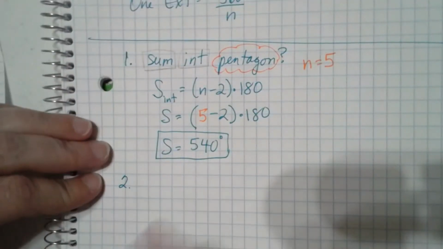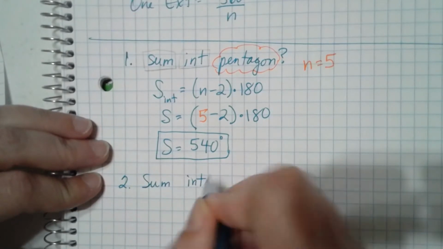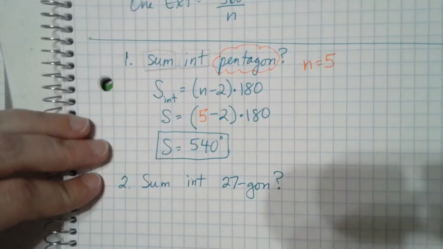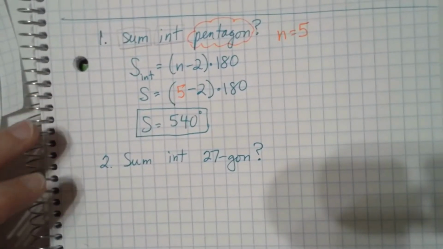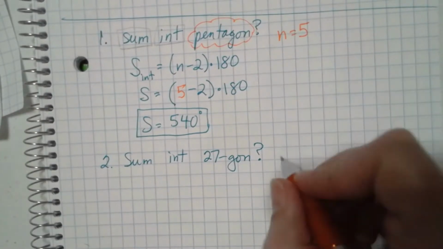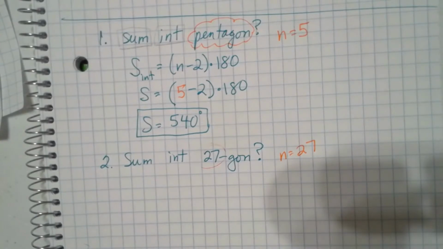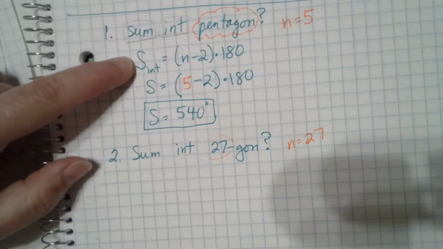All right, number 2 says, what is the sum of the interior angles of a 27-gon? Okay, so that looks kind of weird, 27-gon. There's not really a name for that. All that's telling us is that n, the number of sides, is whatever that number is there. So we want the sum of the interior for a 27-sided shape. So we're going to use this same formula.